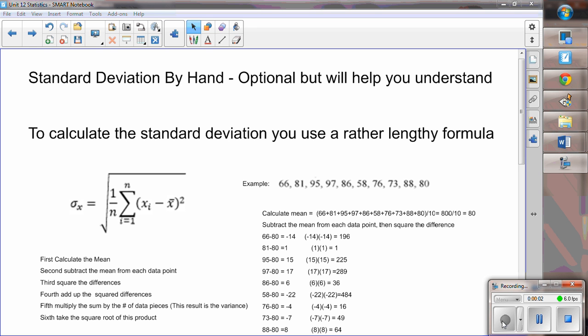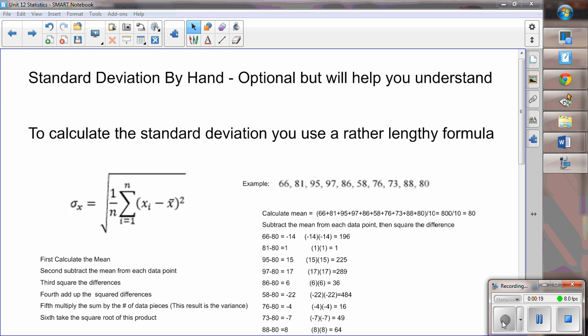So I'm back. I thought I was done, but then at the end of doing all those videos, I thought maybe I would show you how to do the standard deviation by hand, in case you're sitting at home and you really want to get through that packet and you don't have your graphing calculator, or in case you really want to understand where standard deviation comes from.